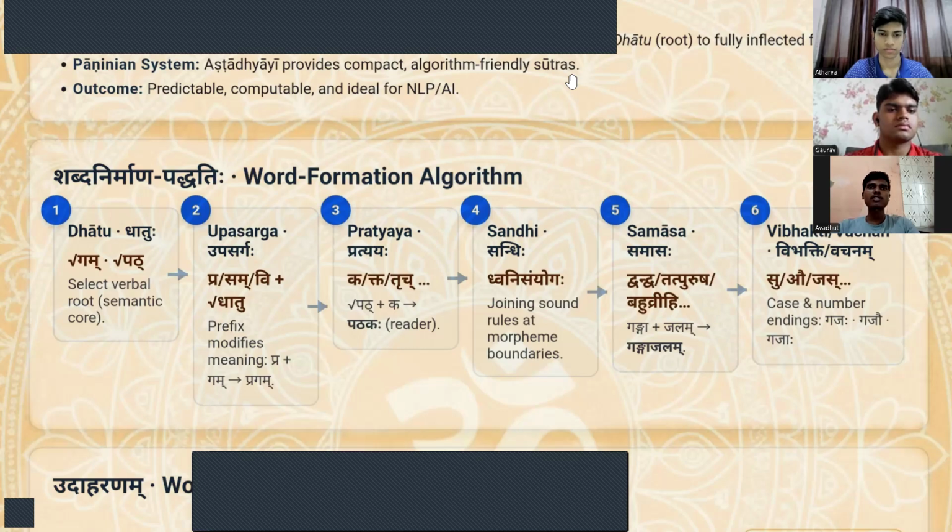The sixth step is Nipata. Nipatas are special words that add emphasis or connection without changing the form. For example, hi, which means indeed. The sentence will be Ramah hi balwan, which means Ram is indeed strong. The second example is cha, which means and. Then the sentence will be Ramah Sita cha, which means Rama and Sita.